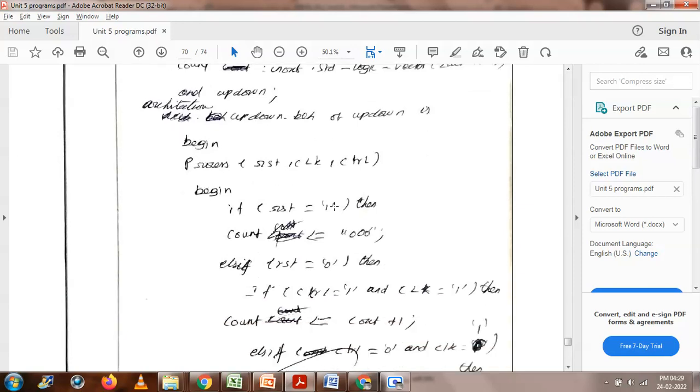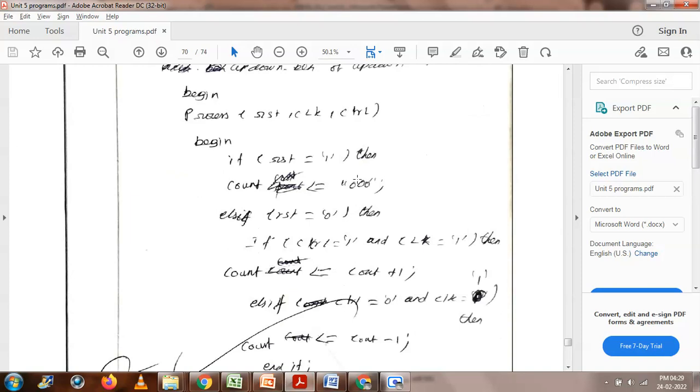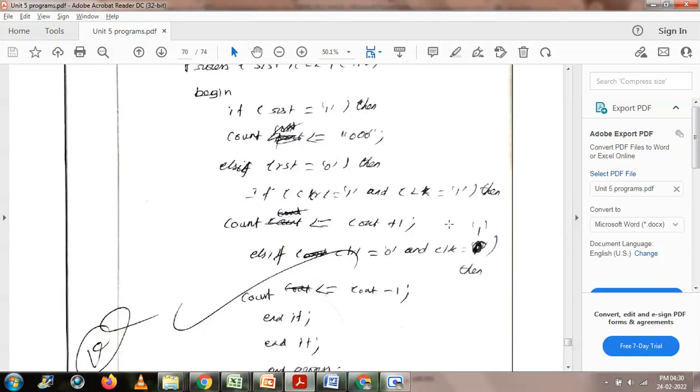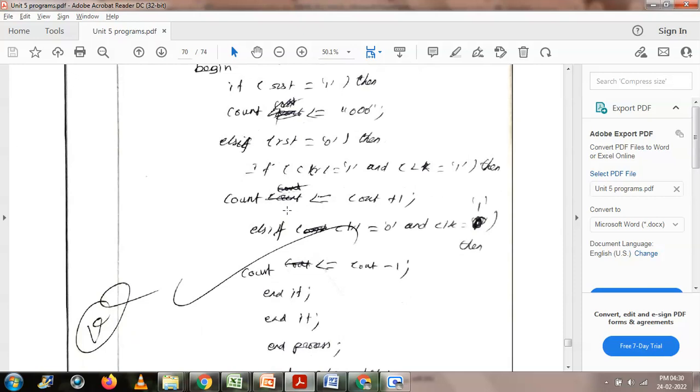To begin the process with reset, flag and control, begin: if reset is 1, then the count starts at 0 0 0, because we use a 3-bit counter, so three 0s are there. Else if reset is 0, then if control is 1 and clock is 1, then count plus 1. After that the count will start.